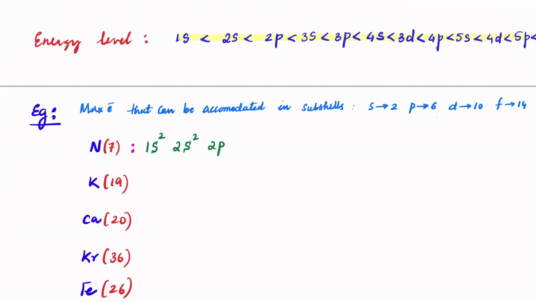1s is 2, 2s is 2, and 4 electrons have already been done. So write 3 more electrons here. So that makes it 2p3.